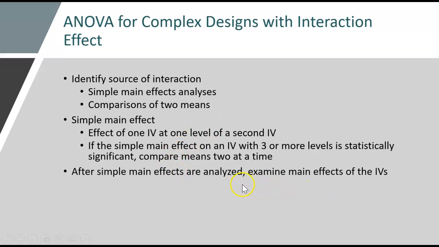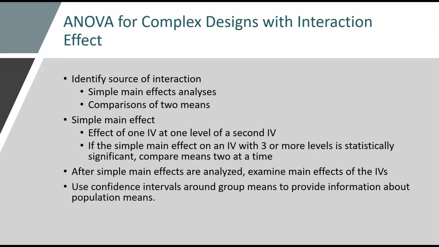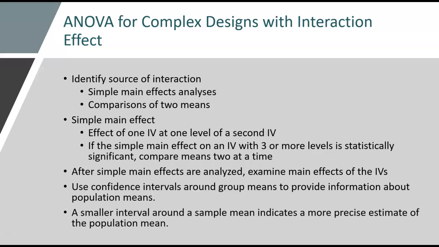After you look at the simple main effects and you do the analyses there, then you can look at the overall main effects of the independent variables when you're collapsing across your other IV. And then you use confidence intervals around those group means to give you some sense of the degree of overlap in what you would be estimating for your population means. As usual, you want a smaller interval around that sample mean because that's going to represent a more precise estimate of the population.